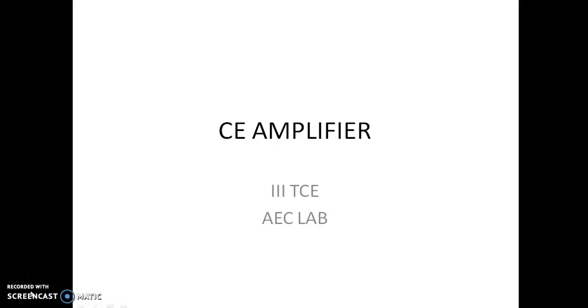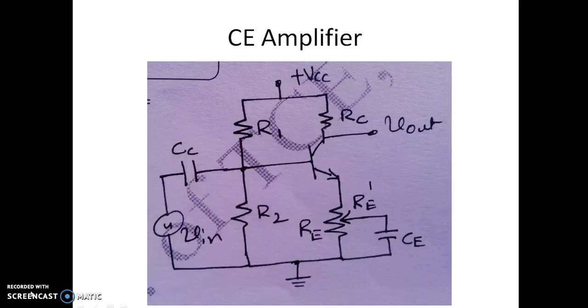Now you should see the design of the CE amplifier, which is the second experiment in the AEC lab. So this is a circuit of the CE amplifier. We can see there is a supply voltage plus VCC and the ground. R1, R2 are the resistors used for providing the bias. CC is the coupling capacitor and Vin is the input voltage.